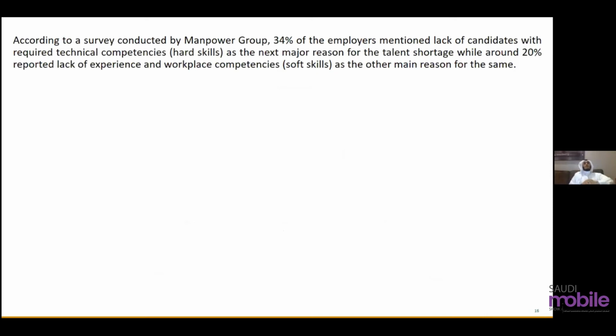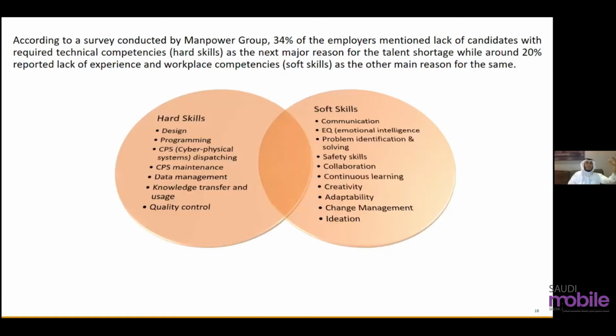According to a survey conducted by ManpowerGroup, around 34% of the employers mentioned lack of candidates with required technical competencies, hard skills, as the next major reason for the talent shortage, while around 20% reported lack of experience and workplace competencies, soft skills, as the other reason. So we can see here that one of the requirements for moving towards Industry 4 on time is the talent that we need to run it, with hard skills and with soft skills as well.